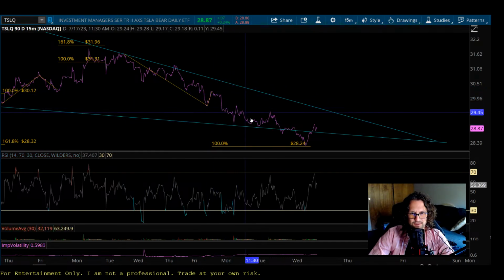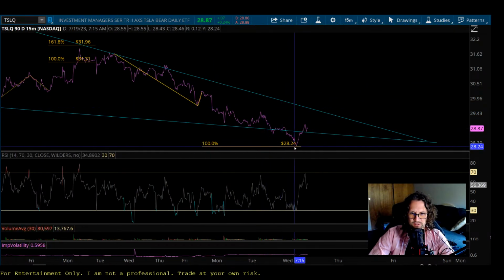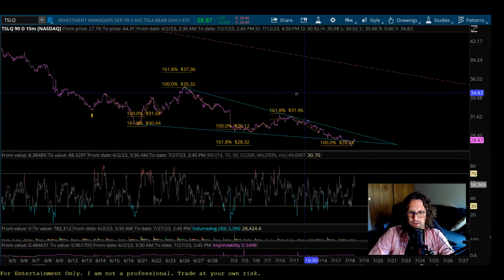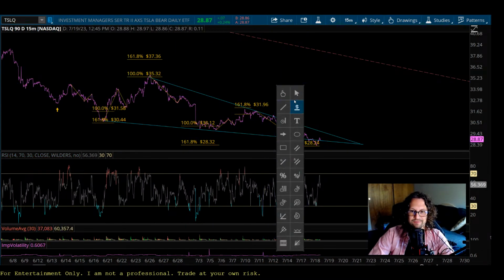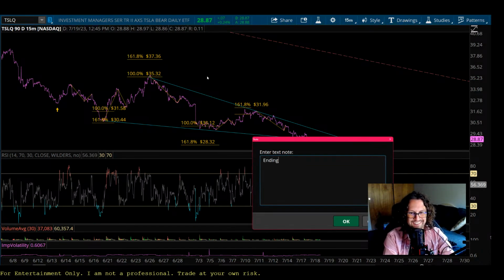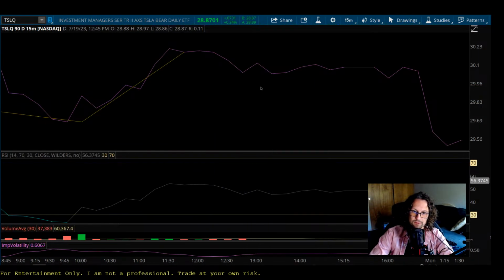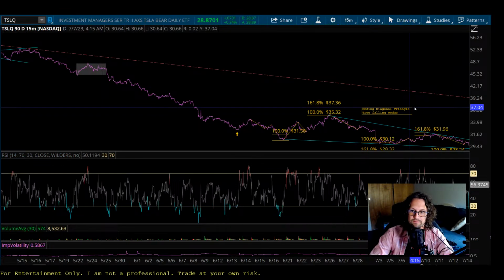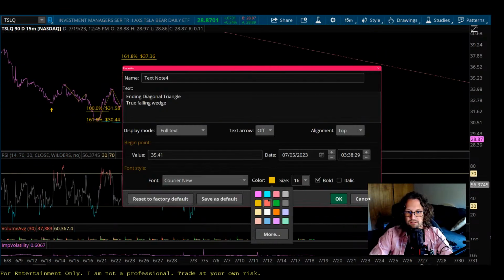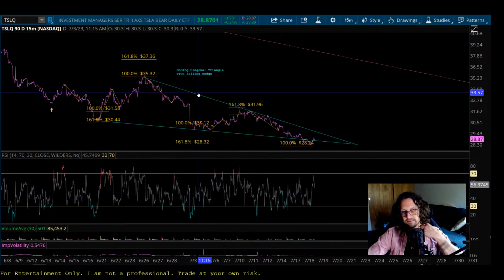Measured move down fractals. Confusing, but that gives us a perfect 28.24 touch there. How many are there? 1, 2, 3, 4, 5. Oh, yeah. Uh-oh. That's an ending diagonal triangle. True falling wedge. And I say true because this is what the falling wedge chart pattern concept is trying to achieve. It's trying to achieve an ending diagonal triangle. There you go. That was pretty clean, huh?